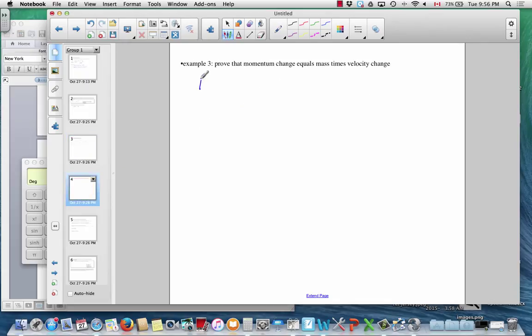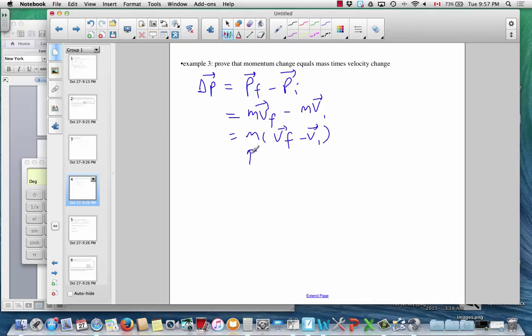Let's prove that momentum change is mass times velocity change. Well, change of momentum means final minus initial. I should make all of these vectors because they all have direction. Final momentum is mass times final velocity. This is mass times initial velocity. And I can factor out the mass. And then I've proven the result, because this obviously is the mass, and this is the velocity change. So the change in momentum is the mass times change in velocity.